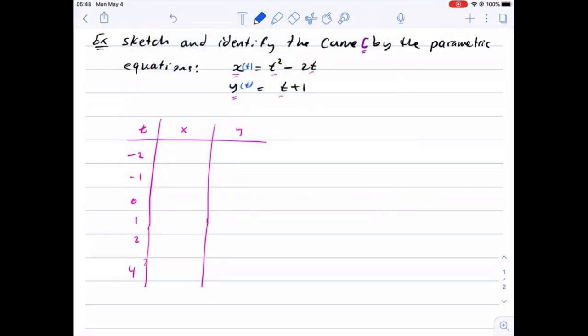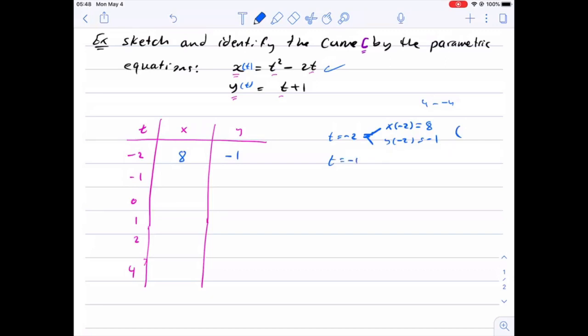If t is -2, then x of -2 is (-2) squared, 4, minus (-2) times 2, which is plus 4, that's equal to 8. And then y of -2 is -2 plus 1, which is -1. So this point is (8, -1).